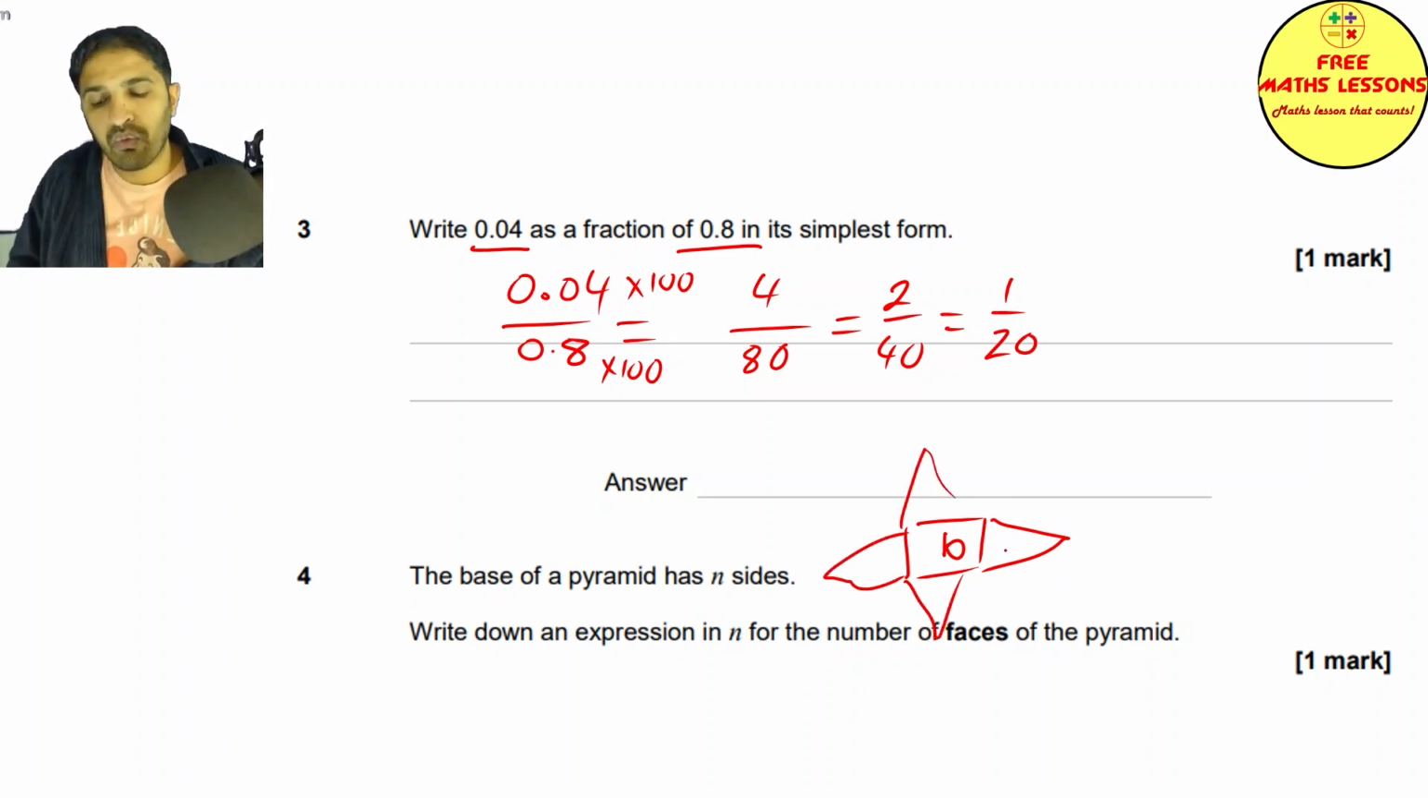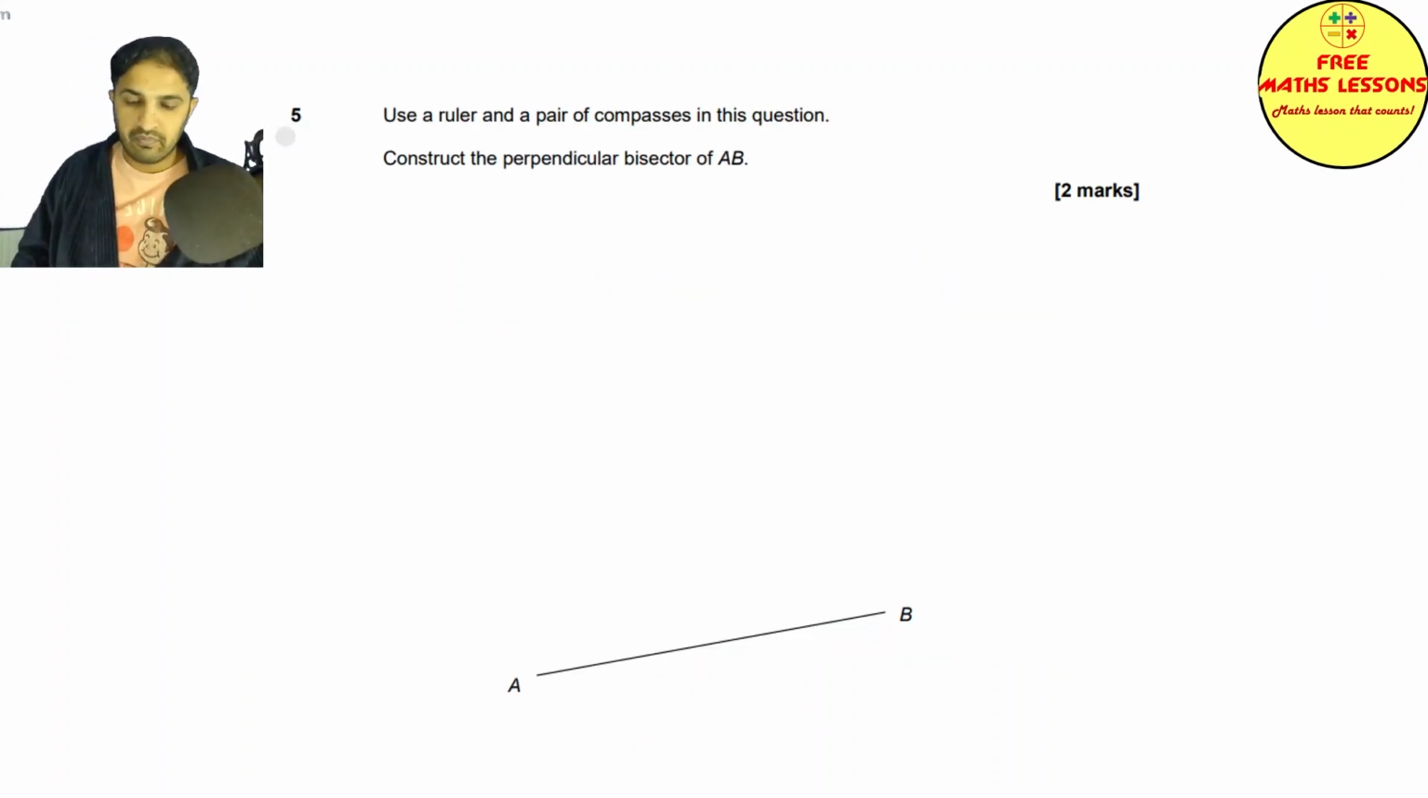And that means you got 4 more faces. So if you got n sides, that will have n faces plus the base, so you will have n plus 1 faces. Okay.